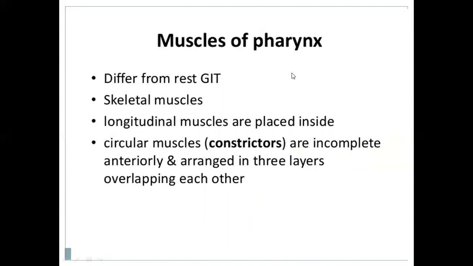The muscles of the pharynx actually differ from the other muscles of the GIT. They are skeletal muscles in origin. We have circular muscles and longitudinal muscles, and the circular muscles overlap each other.